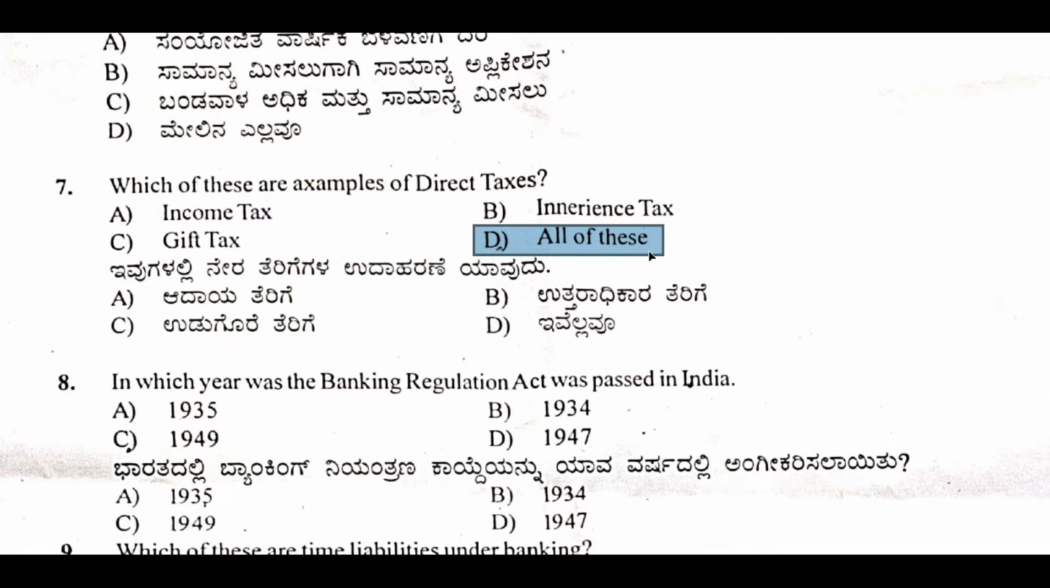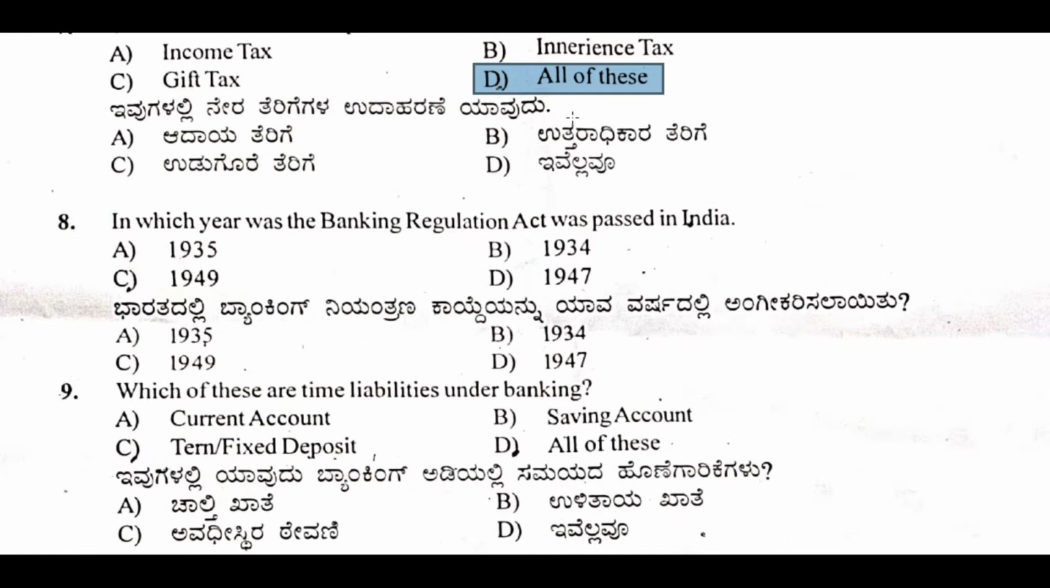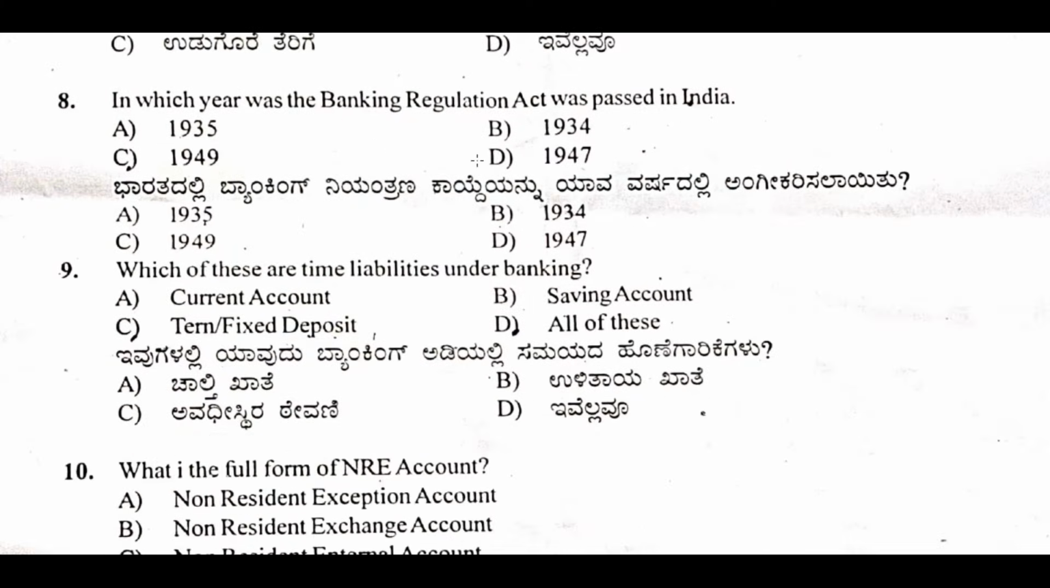Question number 8. In which year was the Banking Regulation Act passed in India? Is it 1935, 1934, 1949, or 1947? So four options are there. Among these four, most of the people who belong to a commerce background know the Banking Regulation Act.